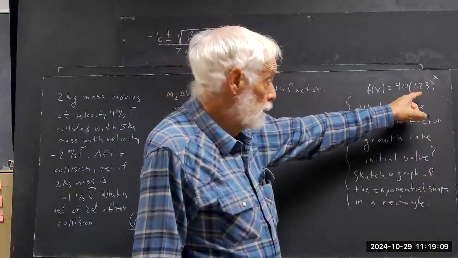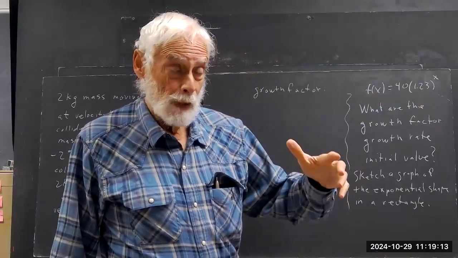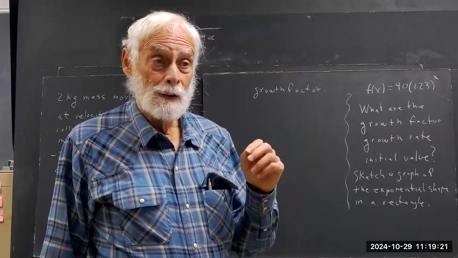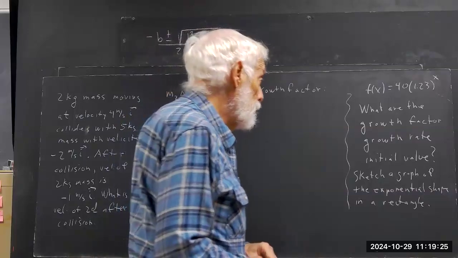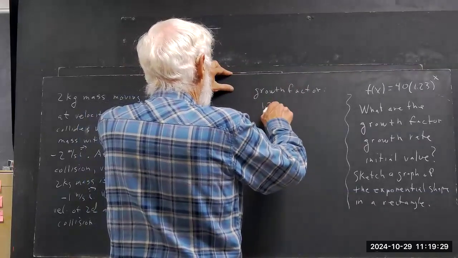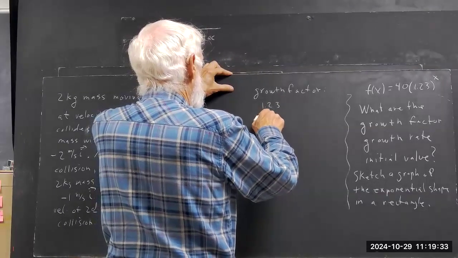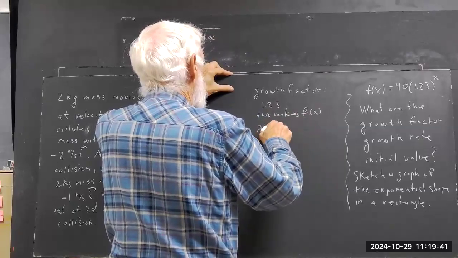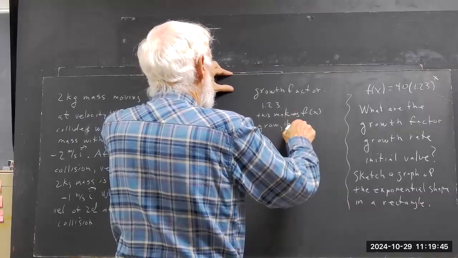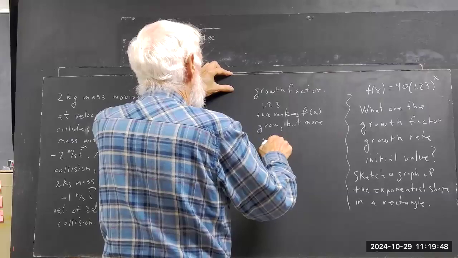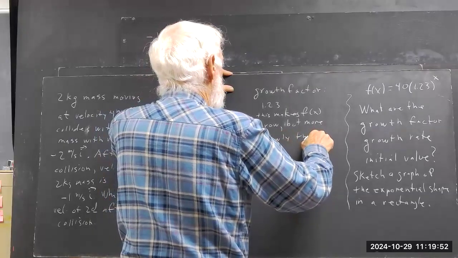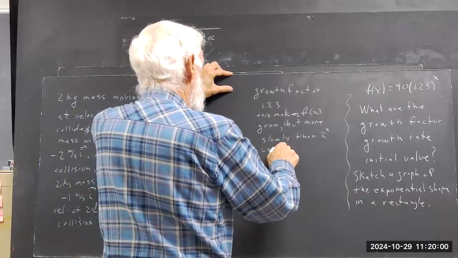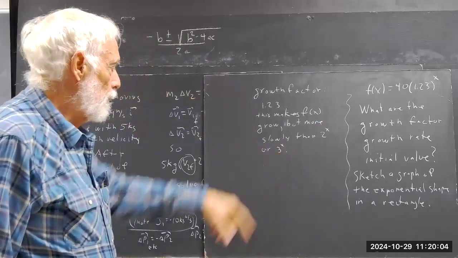1.23 is a lot less than 2, so this is not going to grow nearly as fast as 2 to the x, but it's still going to grow. It's still going to have a graph that is indistinguishable from the graph of 2 to the x, at least until you look at the scale. Okay, and we'll see what I mean by that. So the growth factor is 1.23. That makes it grow more slowly than 2 to the x or 3 to the x.